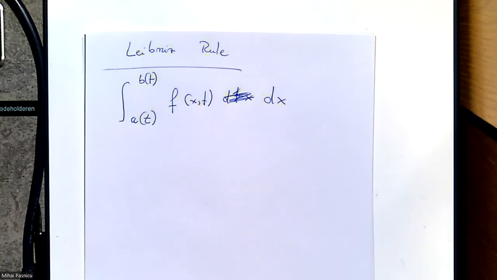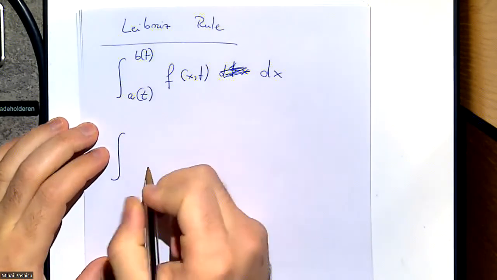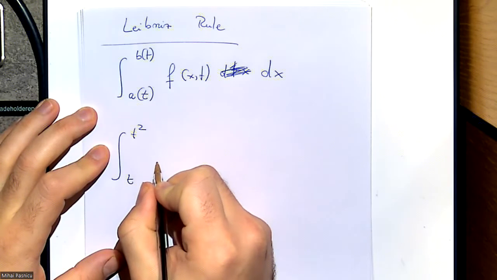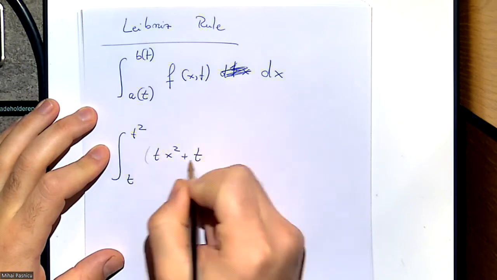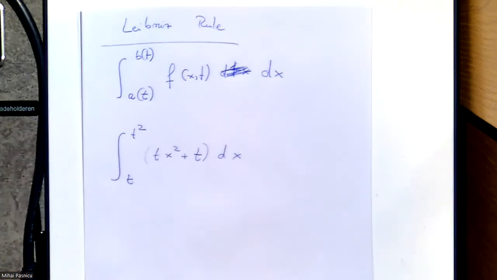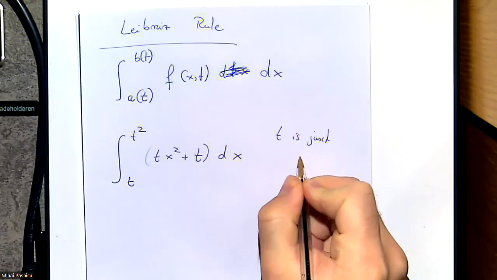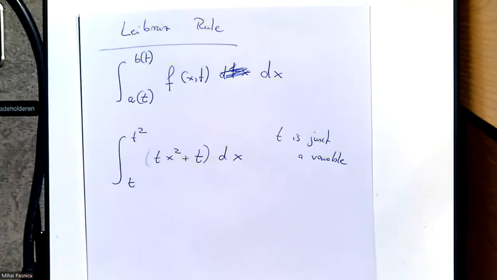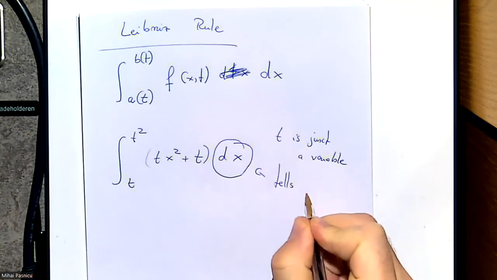Well, what's the idea here? Suppose you had something like the integral from t to t squared of tx squared plus t dx. Suppose you have something like this where t is just a variable. The idea is that in this integral, I told you several times, this dx tells you what you are integrating over.